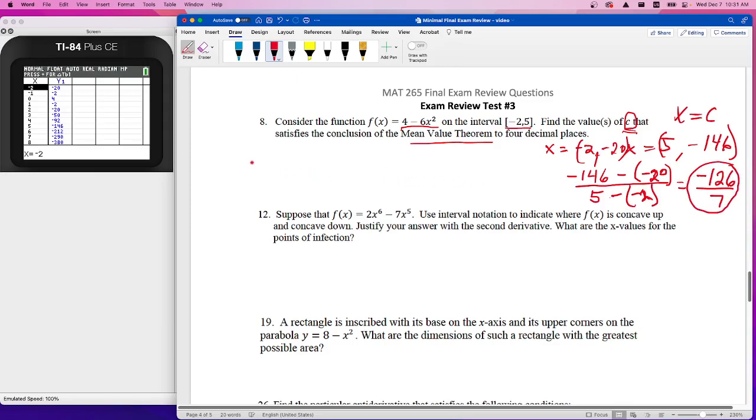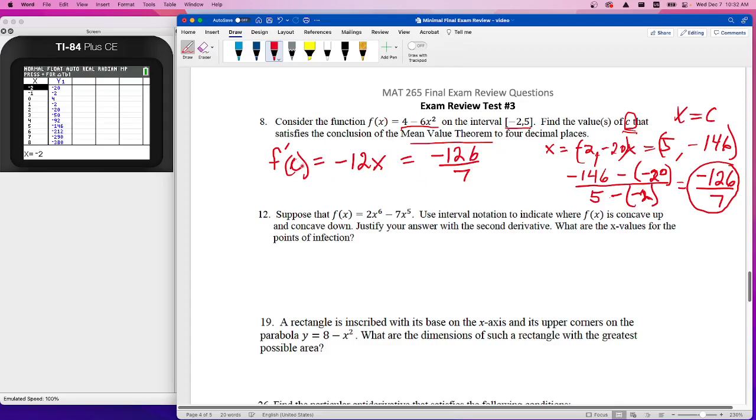And what we need to do is find some place along here where the derivative is equal to that. Again, let's plug it in: the derivative at some point c. The derivative of 4 is 0. The derivative of this part is 2 times -6, which is -12x. So there's going to be some place where this is equal to -126 over 7. Just solve for x.